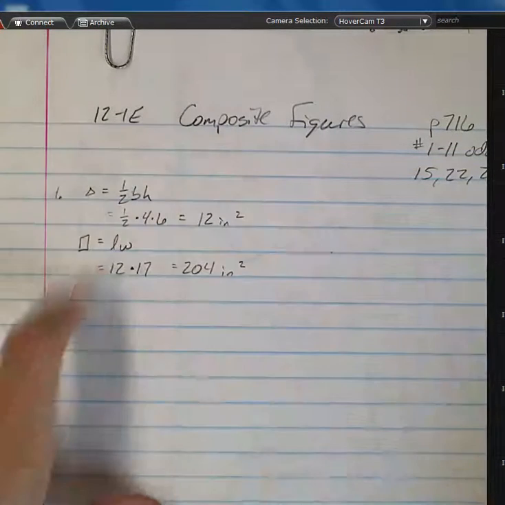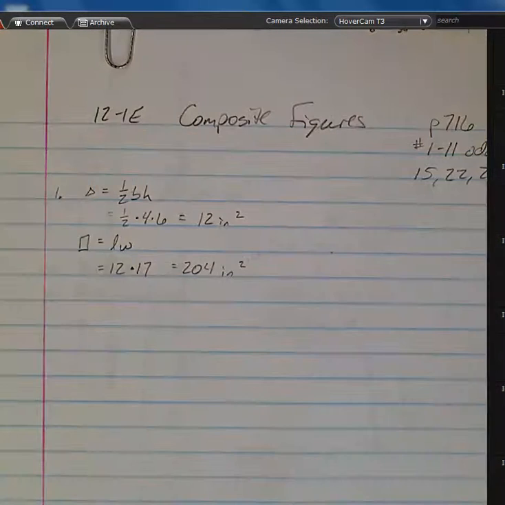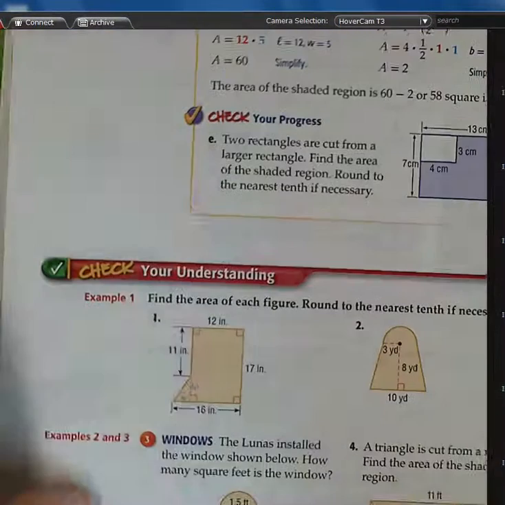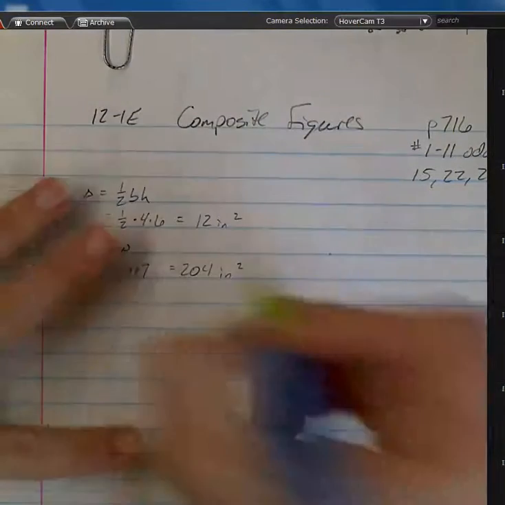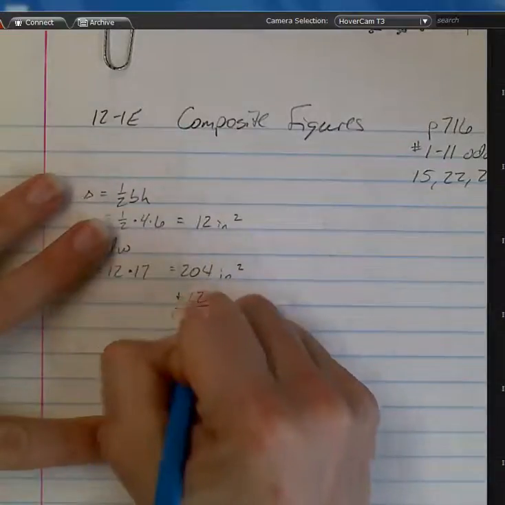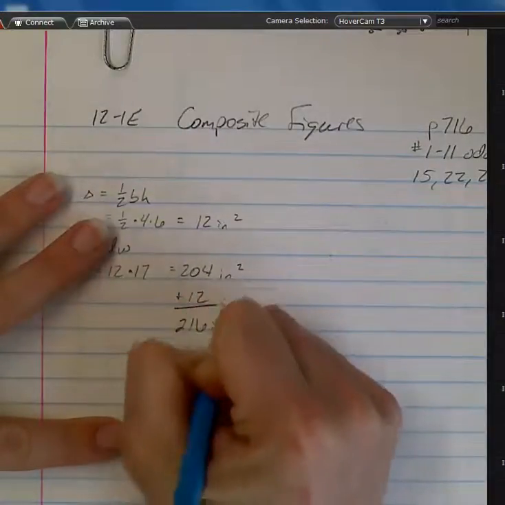Am I done yet? Not done yet? What do I do with those numbers? Subtract them. I want to know the total. Add them. So it's different than what we're doing because it's this and this. So you're going to add them together because it's a grand total. So I have 204 plus 12 is 216 inches squared.